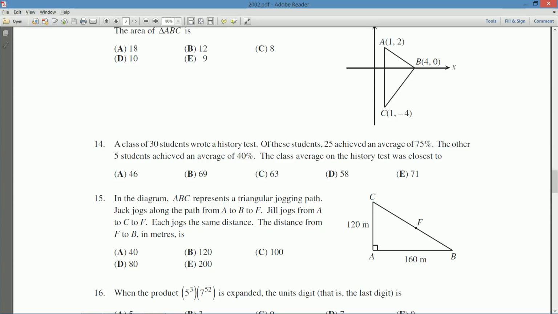We're on question number 14 right now, and question 14 says, a class of 30 students wrote a history test. Of these students, 25 of them achieved an average of 75%. So they didn't all get 75%, but we do have an average. So we start thinking of, okay, how do we calculate averages? We need the total mark they got divided by the 25 students. So the sum of all their marks being the total mark, and then divide by 25. Okay. The other 5 students achieved an average of 40%. The class average on the history test was closest to, and we're given a bunch of options here.